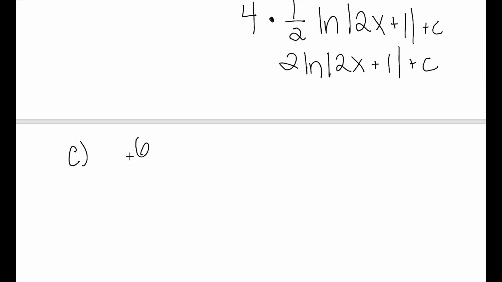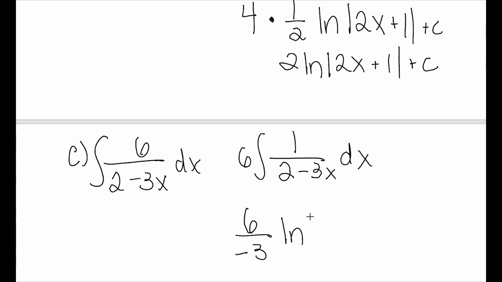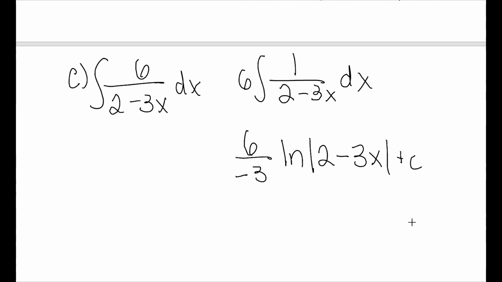And then if I have 6 over 2 minus 3x, you want to be careful here because this is written in reverse order. Not ax plus b, but b plus ax. So remove the constant. We have to divide by -3. Multiply that by the natural logarithm of 2 minus 3x and add your c. So this becomes -2 natural logarithm of 2 minus 3x absolute value plus c.